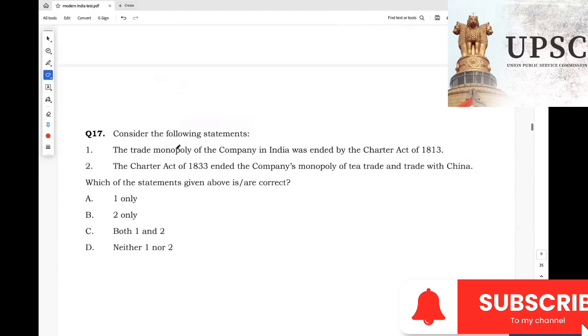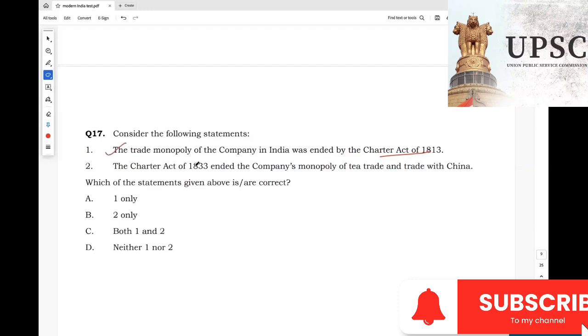Consider the following statement. The trade monopoly of the company in India was ended by Charter Act 1813. Absolutely correct. In one of the questions we have discussed this. The company's trade monopoly ended. However, it continued for tea, I mean, trade in tea and trade with China. So when it was a matter of who will trade with China, it was the company. No other person was allowed to trade. And when it comes to tea, it was the company. Moving to the next one.